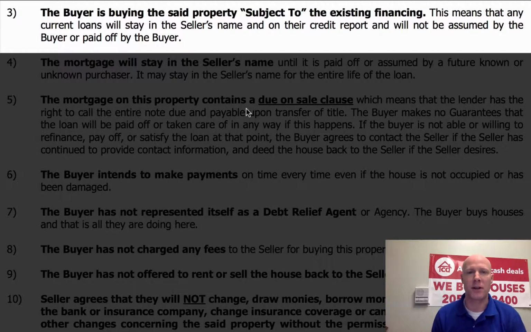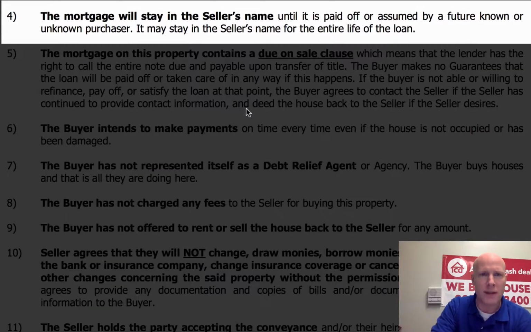It's not an assumption. So this is very important to make sure they understand, because sometimes, and I'm 100% transparent, they've got to know that if they need this loan to be cleared off their credit report in order to get another loan, then you cannot do this. You cannot do this transaction. So you got to make sure that they're aware of that.